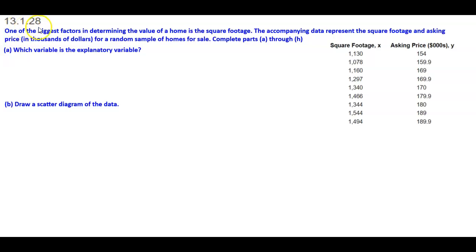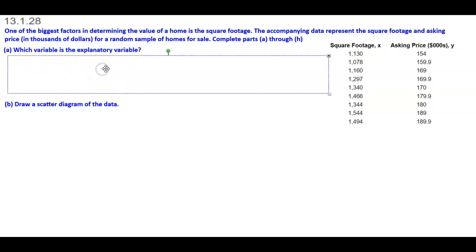Section 13.1.28. One of the biggest factors in determining the value of a home is the square footage. The accompanying data represent the square footage and asking price in thousands of dollars for a random sample of homes for sale. We're going to complete parts A through H. First thing is, what is the explanatory variable?